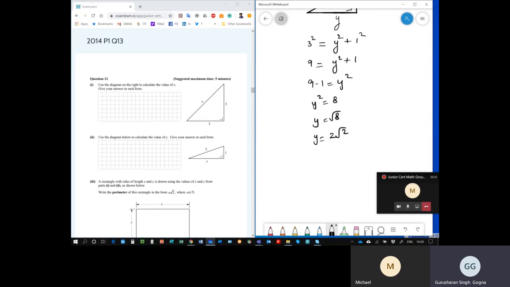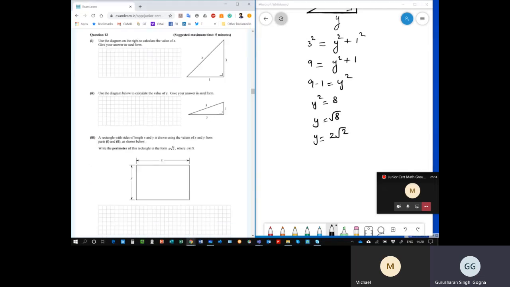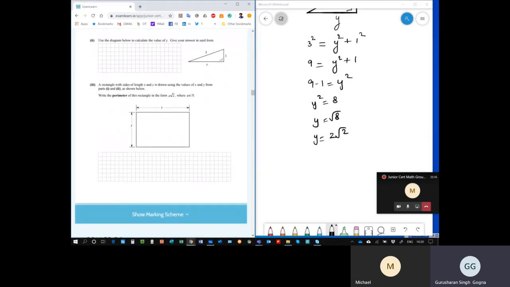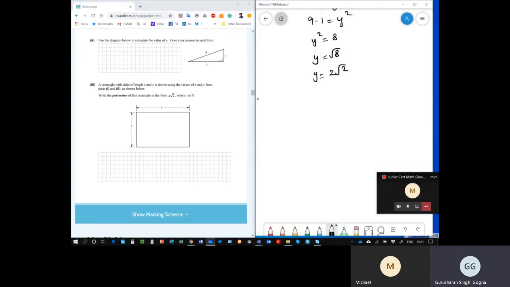Okay, so that's the answer for the second part of this question. Now, the third part: a rectangle with sides of length x and y is drawn using the values x and y from part 1 and part 2. So in part 3, what they are doing is drawing a rectangle.